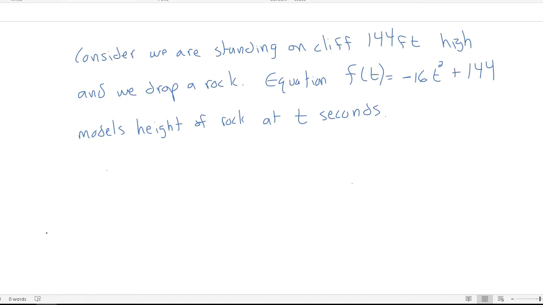Now, if we were to draw this graph on a calculator, a quick rough sketch of this graph, this is a parabola with a negative coefficient, so it points down, and then it shifts up 144 units.